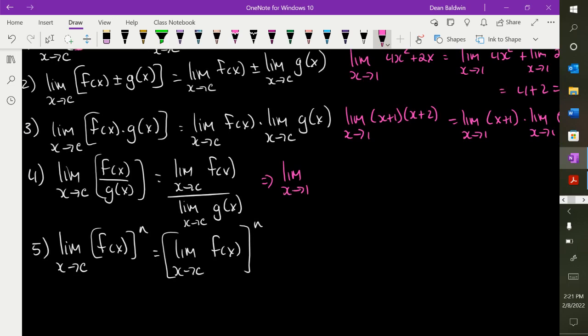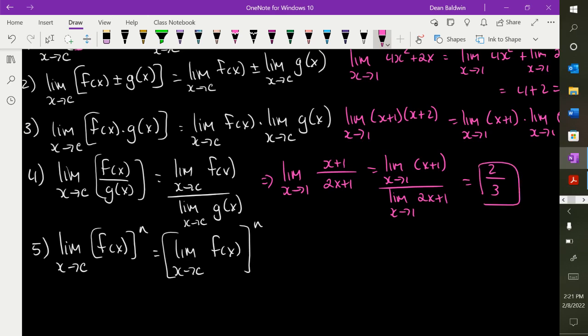The limit as x goes to 1 of, I don't know, x plus 1 over 2x plus 1. That's equal to the limit as x goes to 1 of x plus 1 divided by the limit as x goes to 1 of 2x plus 1, which would be 2 over 3. There you go.